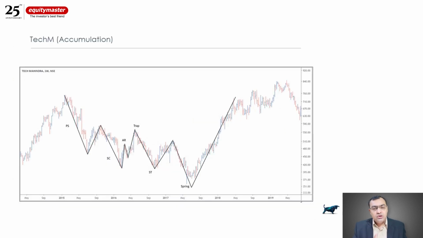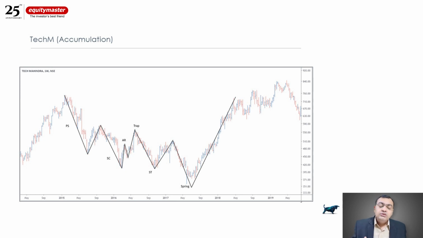Tech Mahindra, a huge accumulation took place, and this is again a weekly chart. If you look, after the preliminary selling climax, we saw a spring, and look at that V-shaped recovery. It happened from around 350, the stock went directly to around 800 plus levels. So again, Tech Mahindra, the elephant, has doubled in time.